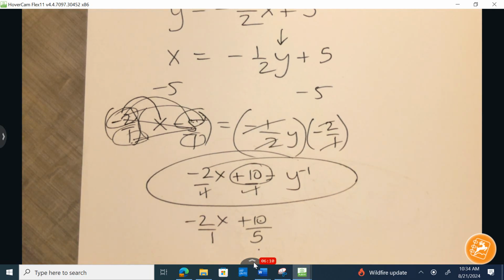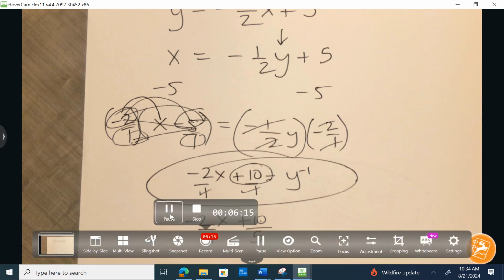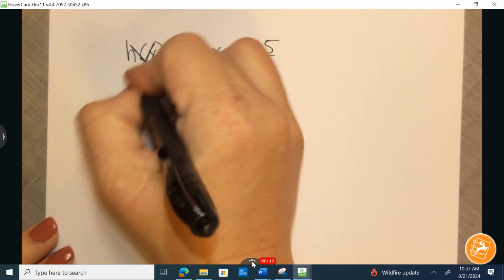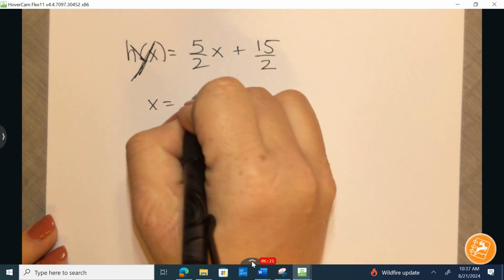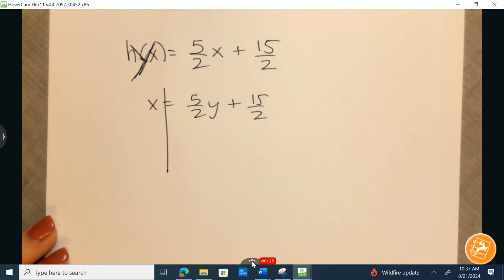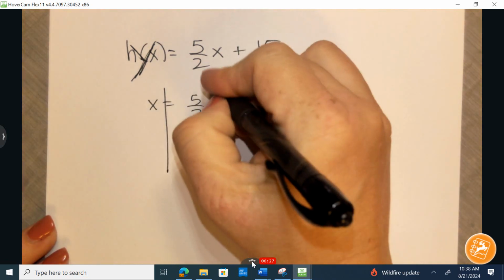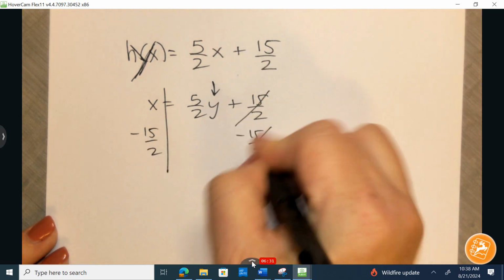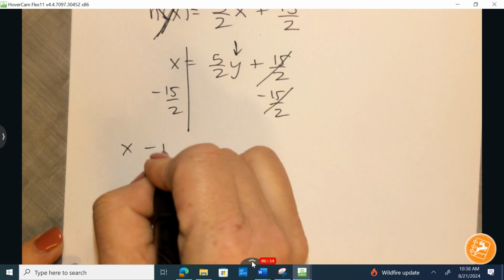Okay, turn to your partner and tell your partner right now. I have some students that are still working. I'm going to go over the top. Make this a y. I'm going to switch the x and y. Okay, we're going through the procedures now of isolating for the y. So I'm going to start by subtracting 15 over 2. Subtracting 15 over 2. These are additive inverses.